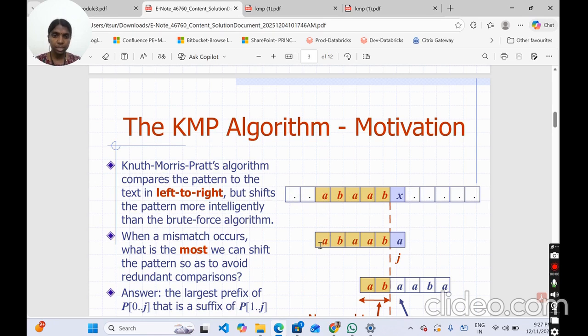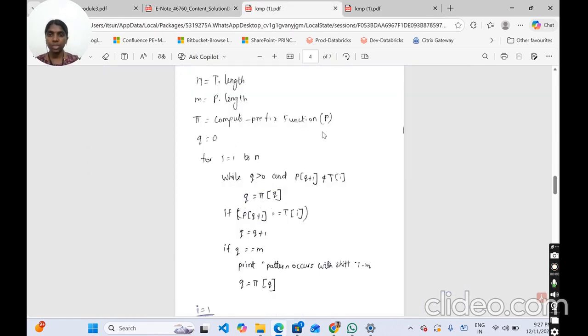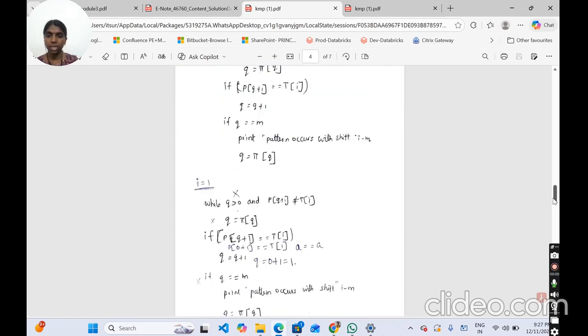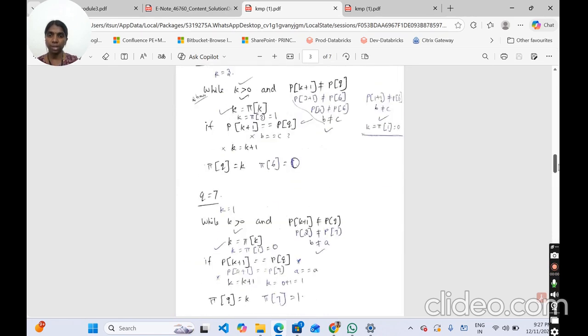For example, in this case, it is matched only till this point. This text is not matched, right? So based on this, the A and B we do not need to waste. We keep this and then compare the other text. So this shifting is the difference between brute force and KMP. To decide how to shift, we need to calculate a pi function.